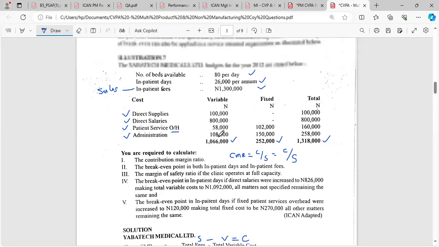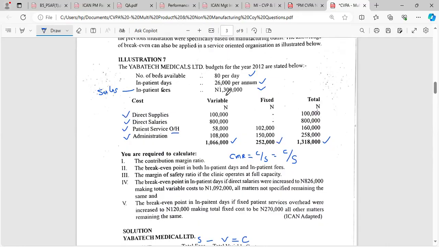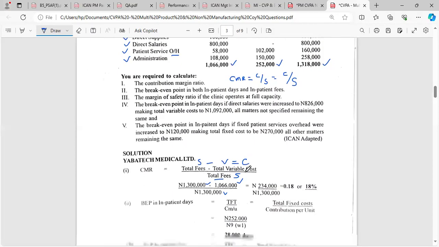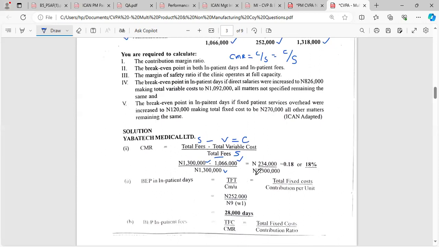Since they give us figures in total, I would have divided to get figures per unit, but it's going to give me a little bit of an issue because I need to be dividing by quantity if it's units, or by number of beds to get per bed. But since they give me in total, let me just make life easy for myself and work in total first for this one.